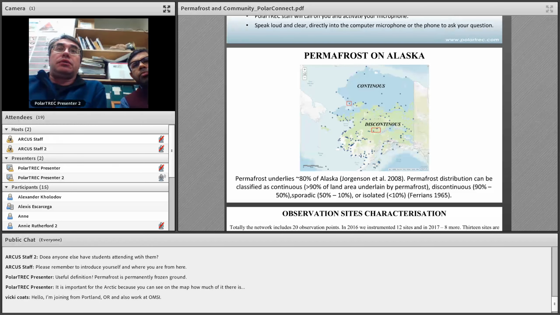And what did we find? Yes, people are aware of climate change. They can observe some changes around their communities. And they were concerned mostly about two problems. First is a decrease in berry productivity, and second is late freeze-up of water bodies like wetlands, rivers, and lakes. Both of these problems are not directly, but somehow, related to permafrost.